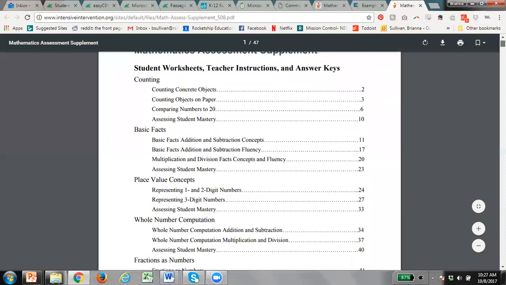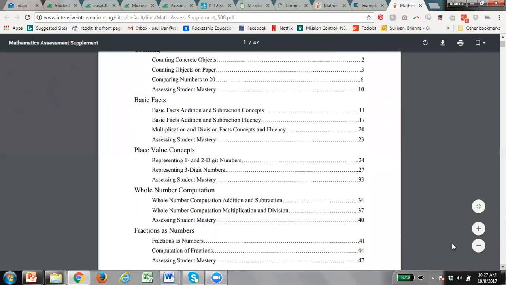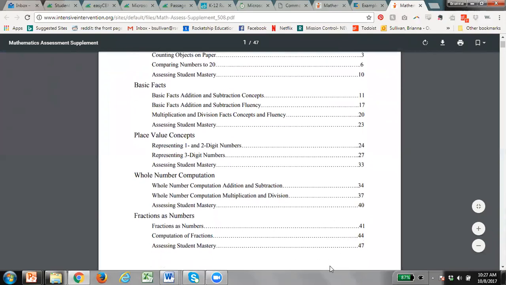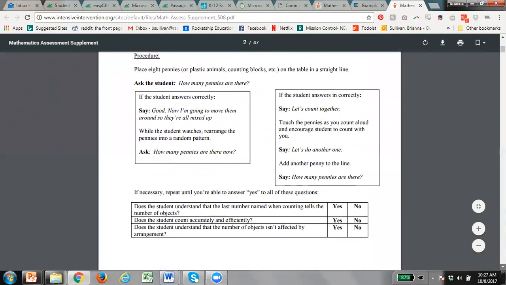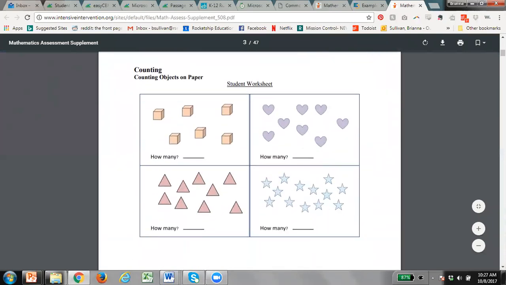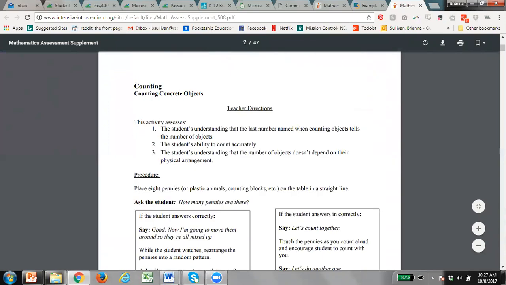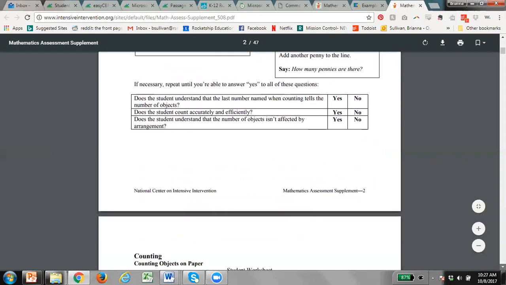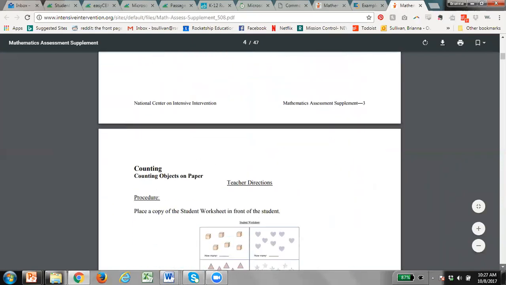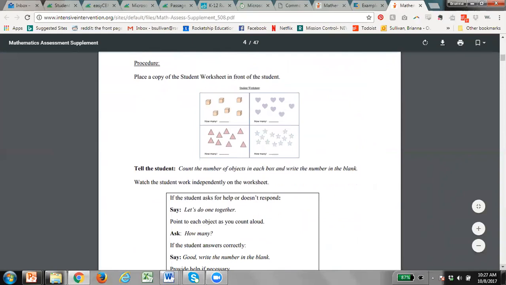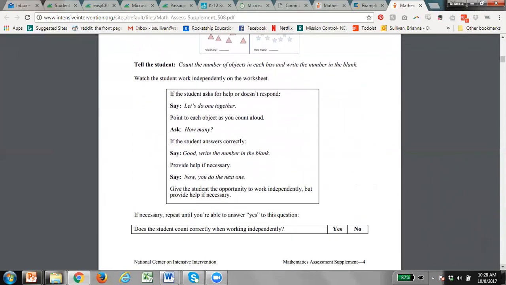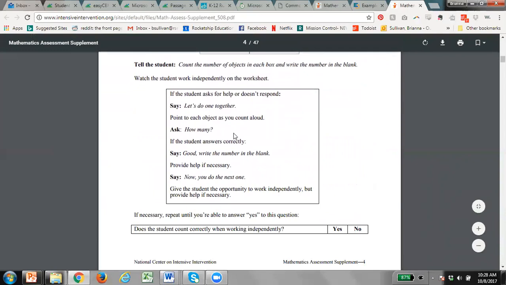It's pretty brief. It goes over these different math concepts: counting, basic facts, going up to multiplication and division, place value, whole number computation, and then fractions. And so it gives you directions on the teacher direction page, and then the next page is always going to be the student facing page where it has some visuals, some questions, and then it gives some procedures for scoring, even doing some modeling and some teaching and then seeing if they're able to get it.